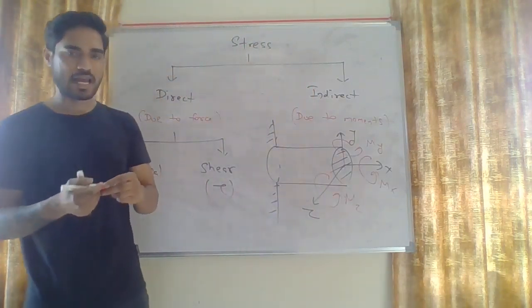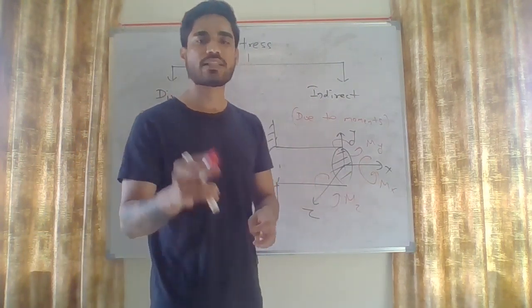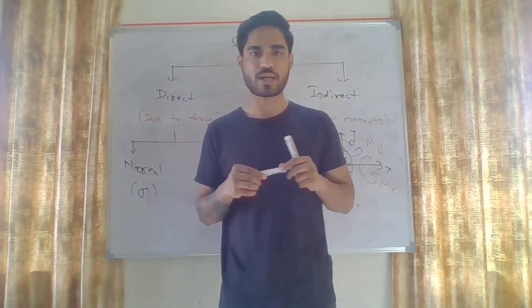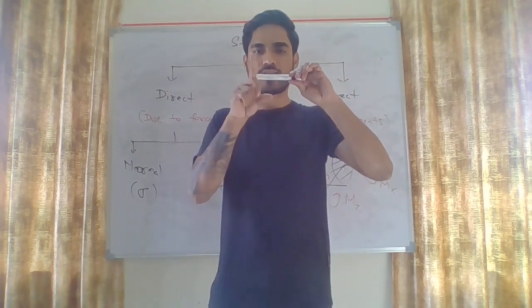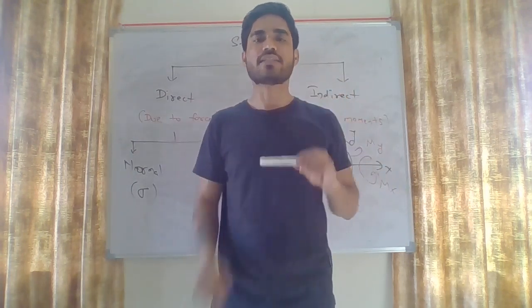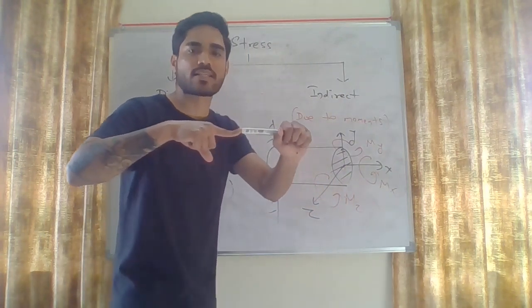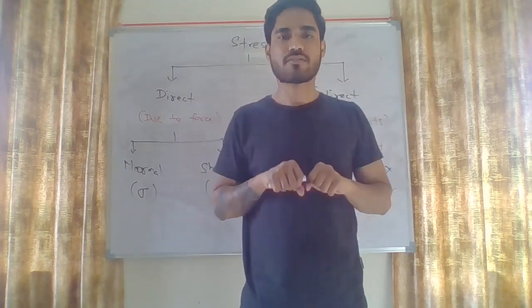Okay. Now the nature of these moments is different. Why? Let's understand it using an example. Let's say this is a body, a cylindrical body. So what is your x-axis? This is your x-axis. This is your y-axis and this is your z-axis. Apply a moment about x-axis, my friend. Okay, this is your x-axis. Apply a moment about x.